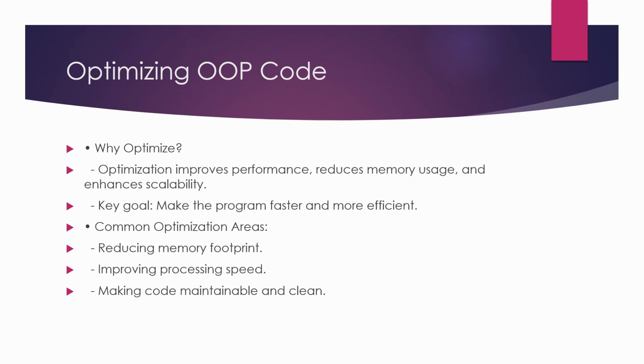Optimization is about improving the performance and efficiency of your code. It's critical for handling large-scale applications and ensuring that your program runs smoothly. Optimizing your code involves reducing memory usage, improving processing speed, and maintaining clean, readable code. Let's explore some techniques for achieving this.